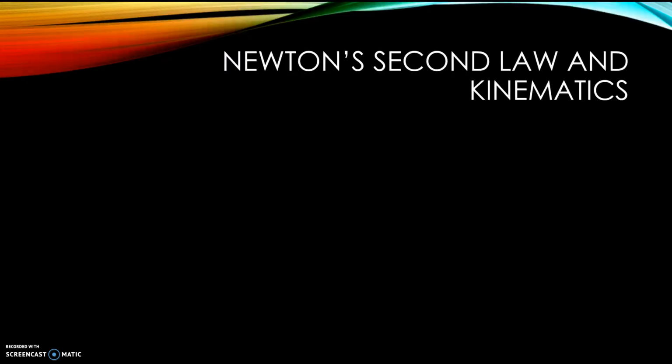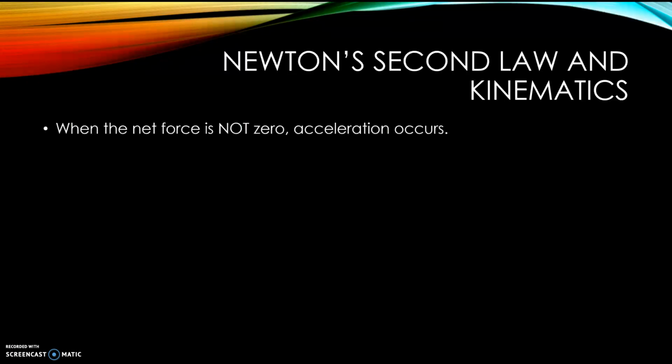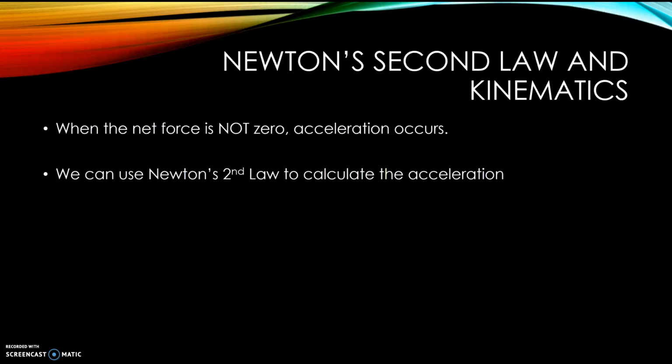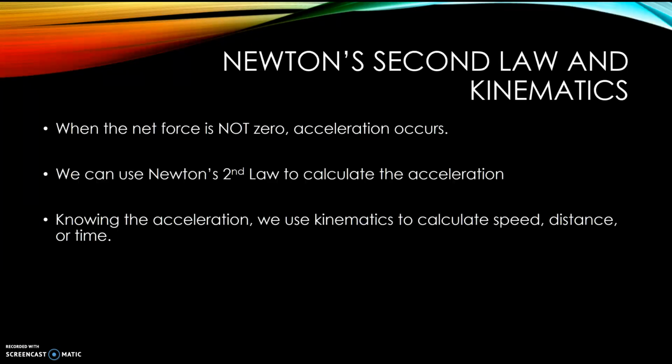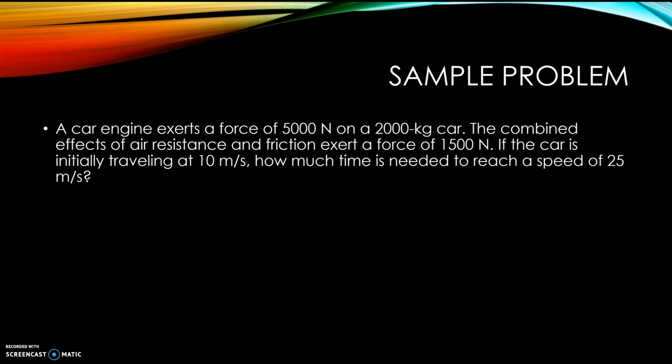Now, the net force won't always be 0. Okay, if it was, it'd actually be kind of boring because then nothing would accelerate. So when the net force is not 0, when we have these unbalanced forces that don't cancel out, we have acceleration. And what we do is we use Newton's second law to calculate what the acceleration is. And then knowing the acceleration, we can then go back to our kinematic equations to calculate the speed, the distance, or the time.